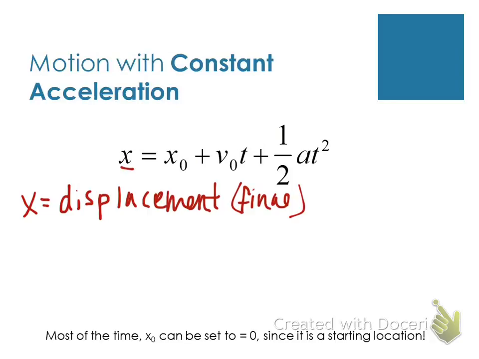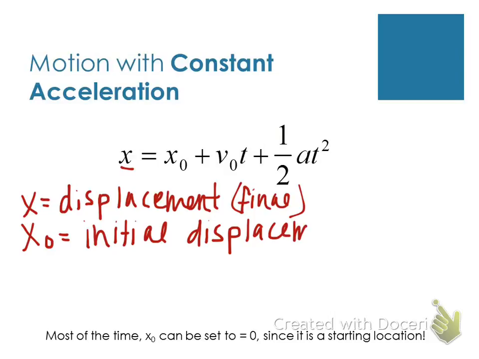Okay, because it's just X, which means X sub 0 would be initial displacement. Okay, and if we see this text out at the bottom, it says most of the time X sub 0 can be set to equal 0 since it's a starting location, right? Displacement in and of itself is telling us how far from our starting position we are when we end up somewhere, right? So if we have an initial displacement, that's asking us how far are we starting from our starting point. Okay, most of the time it's going to be 0.